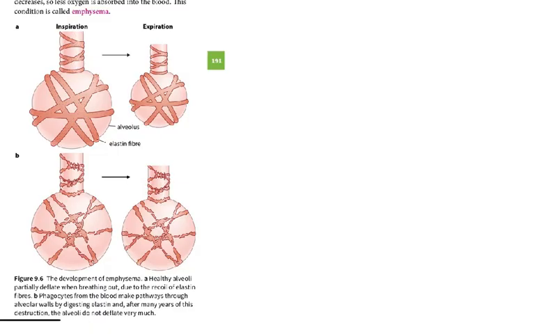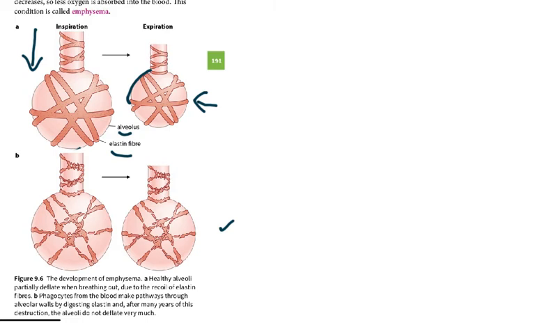Now in this diagram, you can see how normally, when inspiration takes place, the alveoli stretch out and then they go back in, so they recoil. You can see the elastic fibers labeled here, the alveolus elastic fibers. Now what happens in emphysema? A is the healthy alveoli, which partially deflate after breathing out due to the recoil of the elastin fibers. In the B diagram, which is this one, phagocytes from the blood make pathways through alveolar walls by digesting elastin. And after many years of this destruction, the alveoli do not deflate very much.